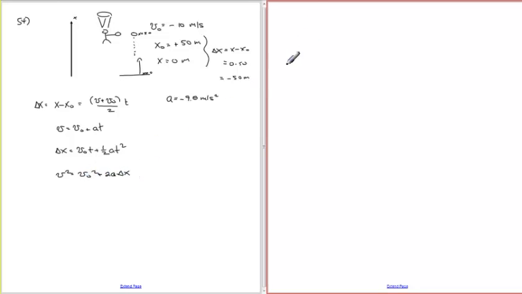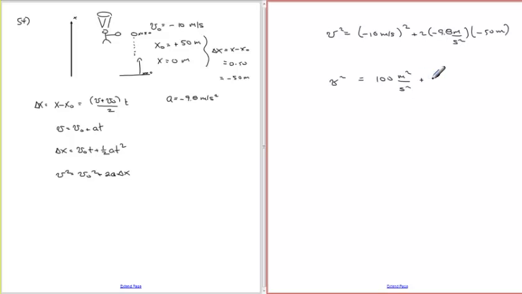So this is the one you should be able to use. v squared is equal to v0, which is negative 10 meters per second, quantity squared, plus 2 times negative 9.8 meters per second squared times delta x, which is negative 50 meters. So you get positive 100, because you square a negative, meters squared per second squared. And the second term is going to be 2 times negative 9.8 times negative 50, which is 980.